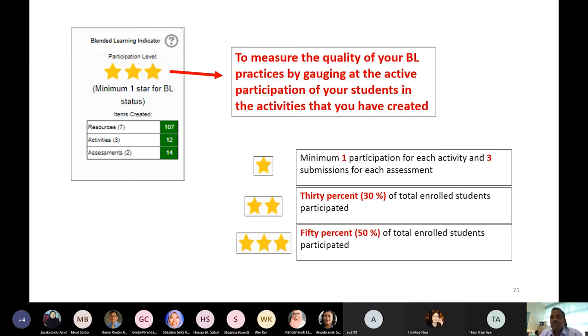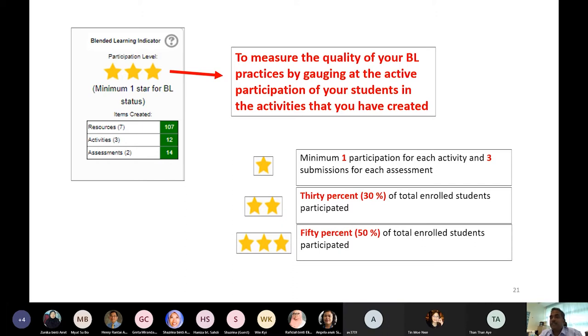Okay, two stars: 30% of the total enrolled students participated. Okay, 30%. We have 100 students, you've got about 30 students doing these minimum things. So if they do that, then you will have two stars.